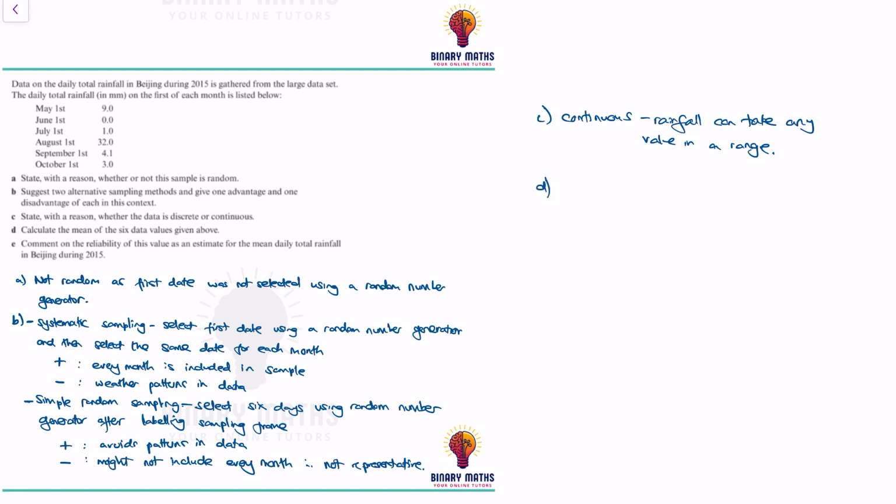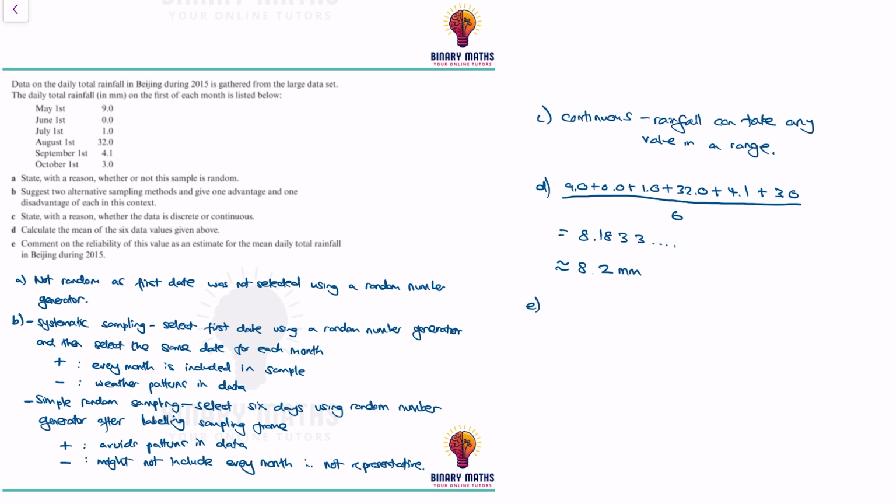Okay, D. Calculate the mean of the 6 data values given above. So it's 9.0 plus 0.0 plus 1.0 plus 32.0 plus 4.1 plus 3.0, divided by 6, which is equal to 8.1833, which is equal to 8.2 millimeters.